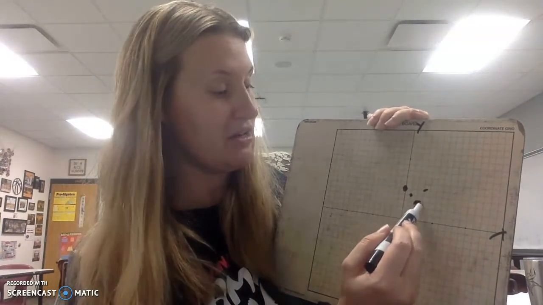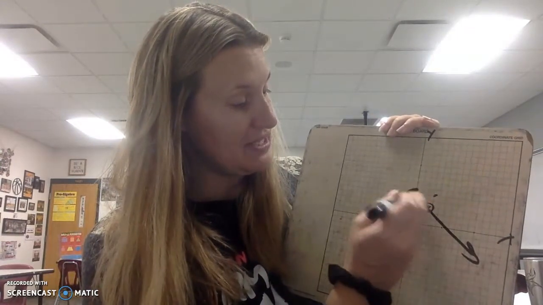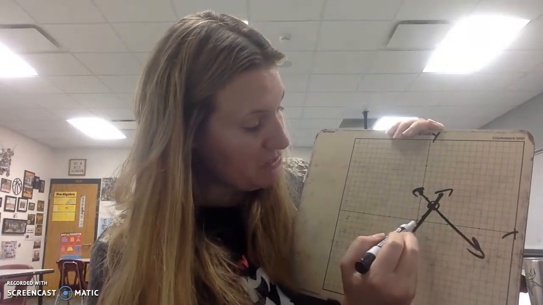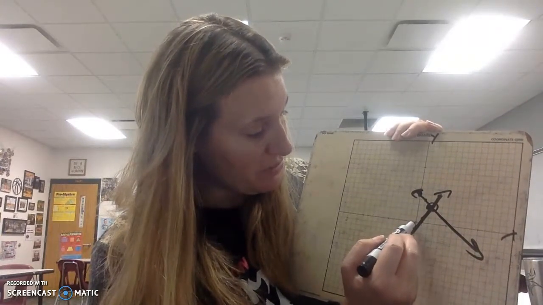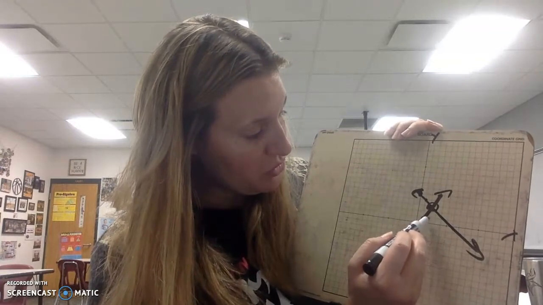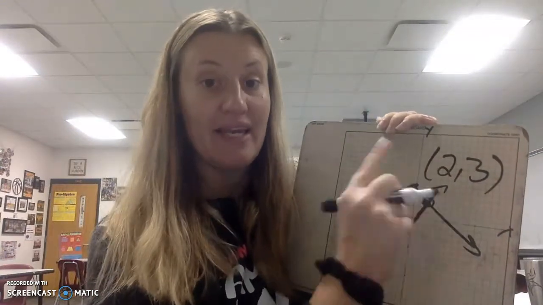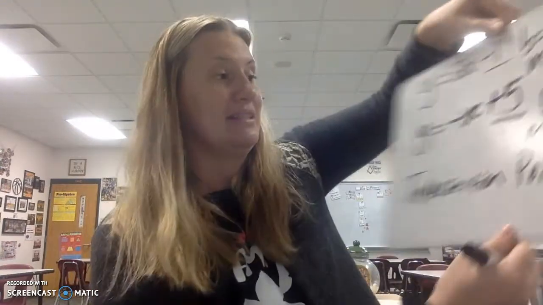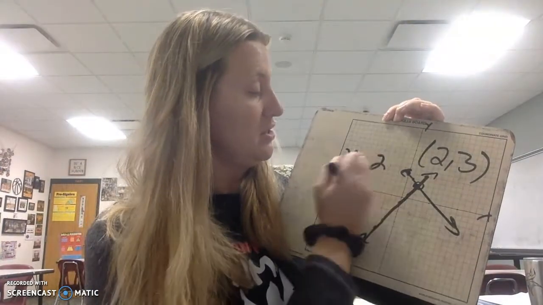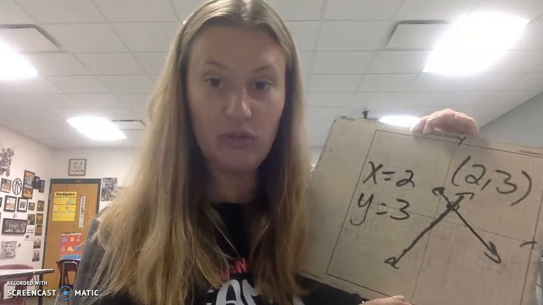And right there is the point that's going to intersect. And I can draw these lines to show you that. But that is my intersection point. So if I count, that is the coordinate point. 1, 2, 1, 2, 3. So they intersect at the coordinate point 2, 3. That means these lines are the same when x equals 2 and y equals 3.